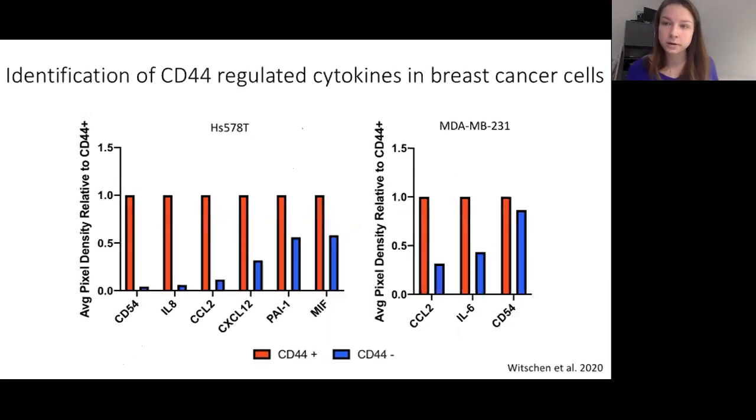Additionally, upon knockout of that HA receptor CD44, we showed that in these breast cancer cells, there was a decrease in a variety of inflammatory factors, again, upon loss of CD44 in blue. And so these changes overall are one example of how these HA-CD44 interactions might lead to a change in the inflammatory cytokine production within their environment.